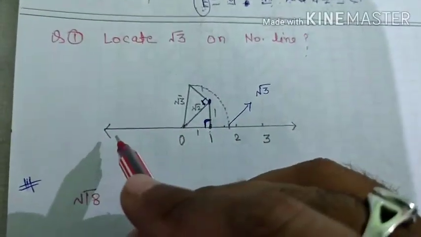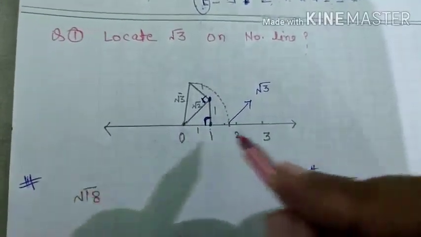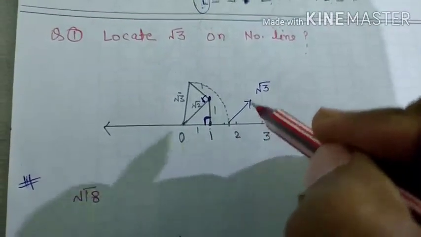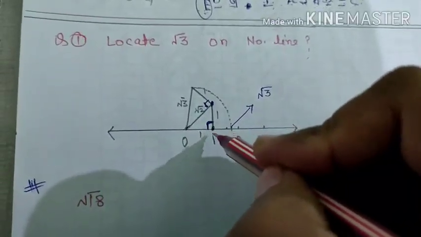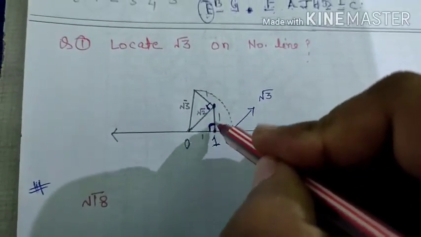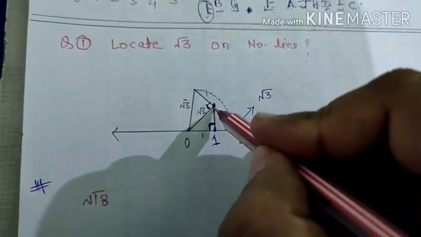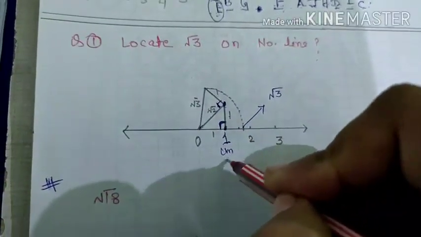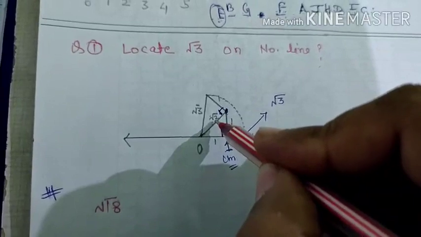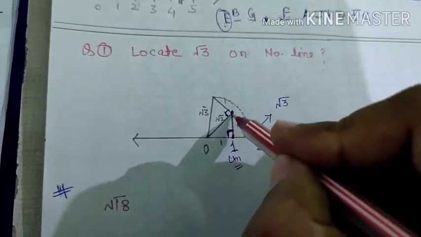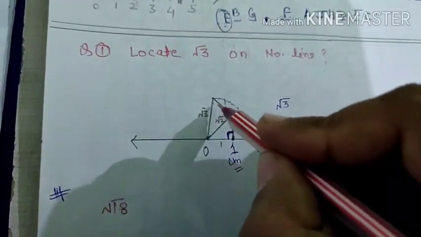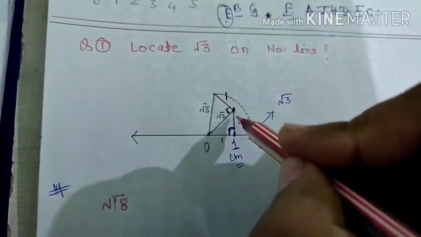I'm just repeating it. Just draw a line, mark 1 inch distances, and write 0 1 2 3. At the point where you have written 1, draw a perpendicular of 1 centimeter once again. These all are of centimeter. Now if you join this point and this point, you will get root 2, and from this point draw a 1 centimeter perpendicular once again.